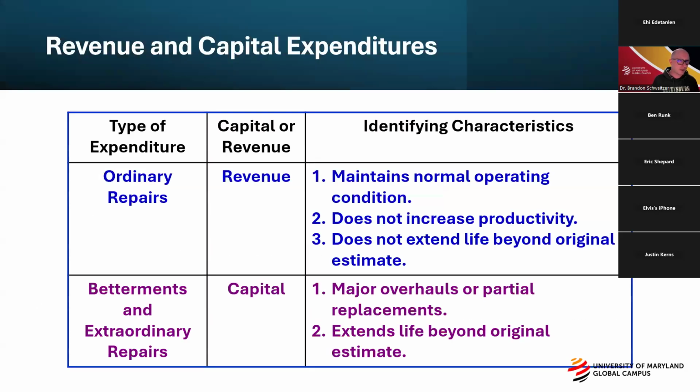This next slide really helps to summarize it as well. With ordinary repairs, this is just repairs and maintenance, simple stuff. Maintaining operating condition, doesn't extend its useful life, doesn't increase any productivity. These are just expenses of keeping the asset going. When it comes to improving the asset, we call these betterments and extraordinary repairs. These are major overhauls or major part replacements, and they extend the useful life of the asset.